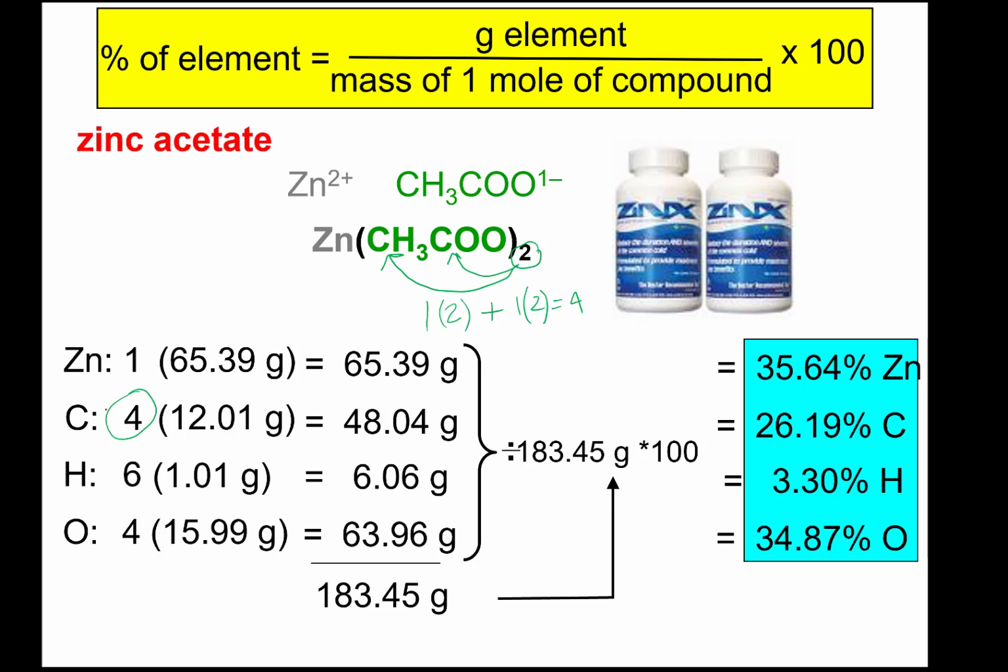Those are the percents of each of those elements we have. So the percent composition of zinc acetate is 35.64% zinc, 26.19% carbon, 3.30% hydrogen, and 34.87% oxygen.